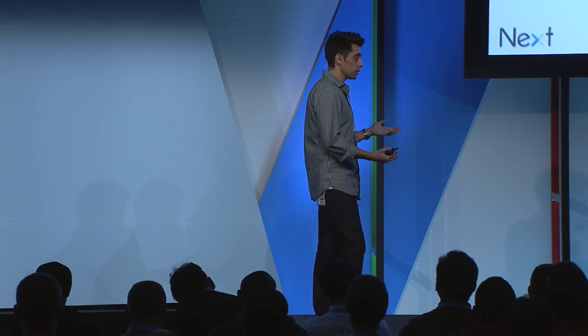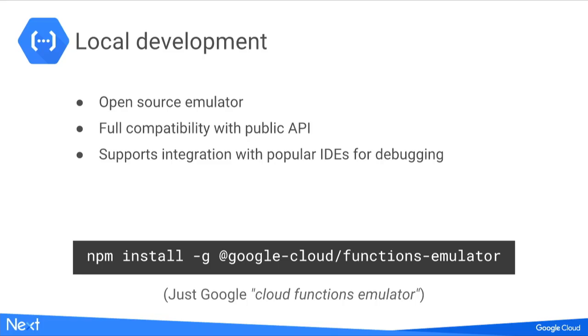Okay, local development. So this is great. I've got this environment, I'm writing my functions, I'm deploying them, I'm executing them, but it's a little slow in the sense that I have to go through the whole deploy process every time I want to make a change. It'd be great if we gave you a local emulation environment so that you can build and test and iterate and debug your functions locally before you deploy them.